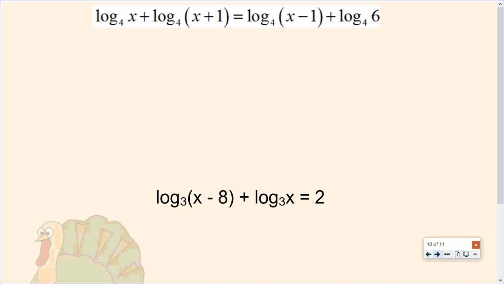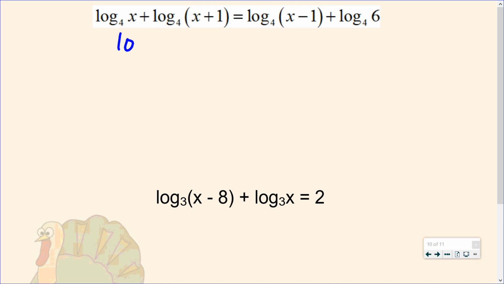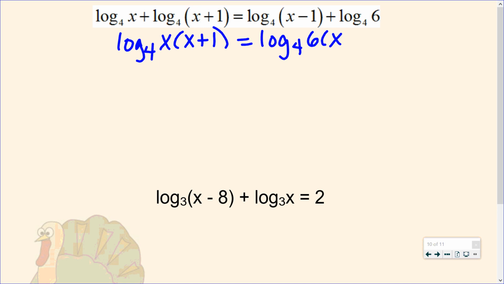On both sides, my logs are added together. So if I want to condense, that addition will change to what? Multiplication. Okay, so log base 4, the base stays the same, and I'm just going to multiply what's inside. X times x plus 1. You can do either. Yep, same thing on the other side. Log base 4 of 6 times x minus 1.